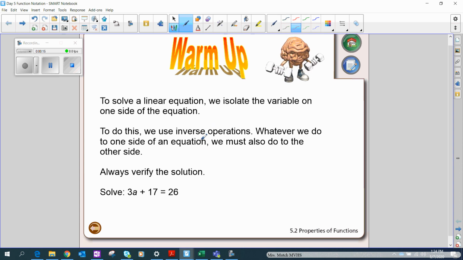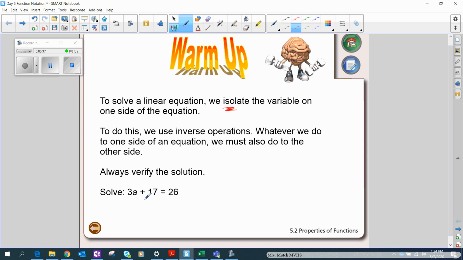This is solving linear equations. We isolate. That's what we're going to use a lot. We're going to isolate the variables. So if you're solving for x, or for t, or whatever letter you're solving for, you have to get that letter by itself on one side of the equation. To do this, you do inverse operations. Whatever you do on one side of the equation, you also have to do to the other side.